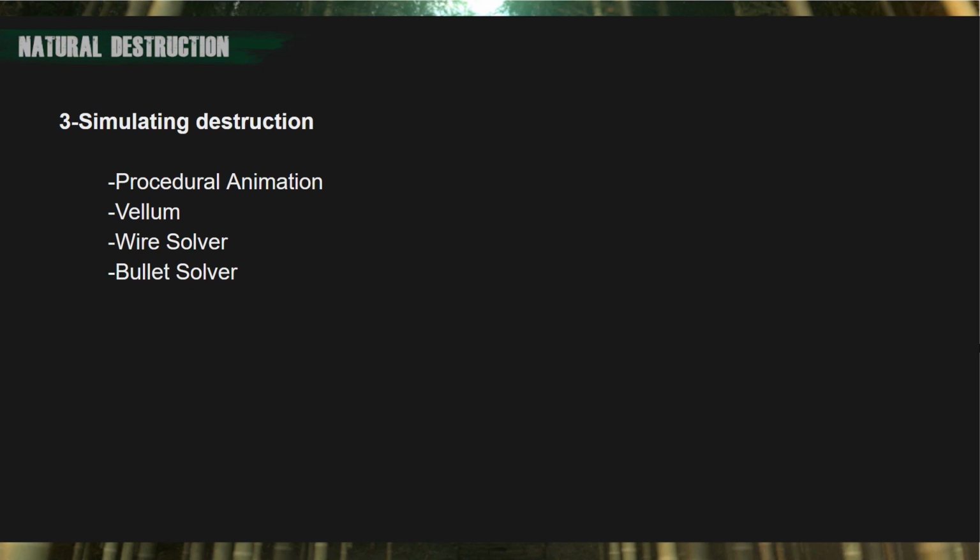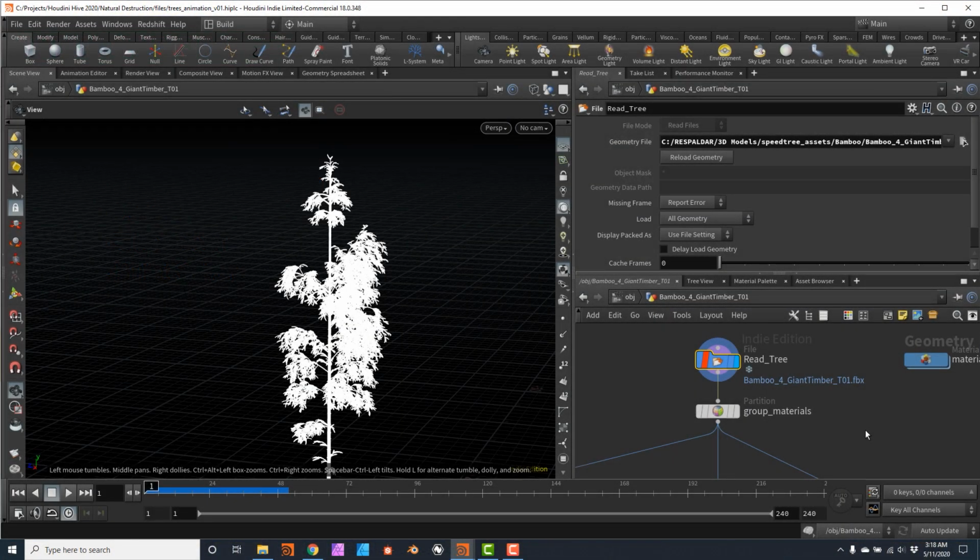But what I usually try to do is go from simple to complex. So let's say we have an animation of a tree and you don't need that much detail. I would try to resolve it procedurally or with modifiers that are already created and at hand. And only if I need much detail, I would go into simulation or more complex solutions. So I will show you an example where I used a combination of procedural animation and wire solvers to create a convincing bamboo grove.